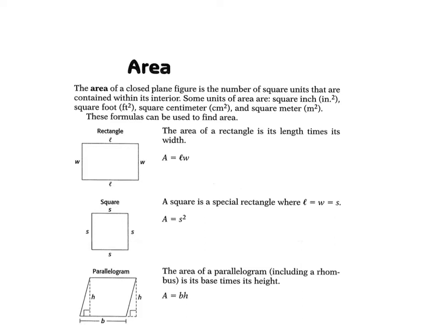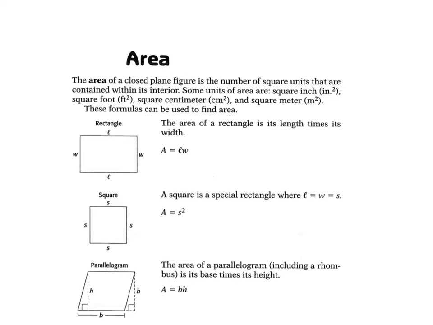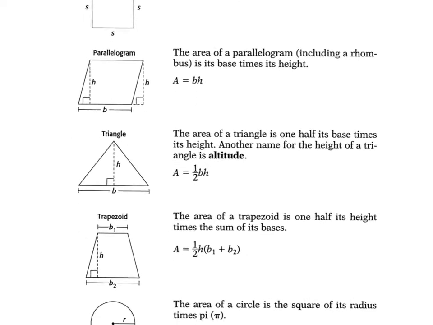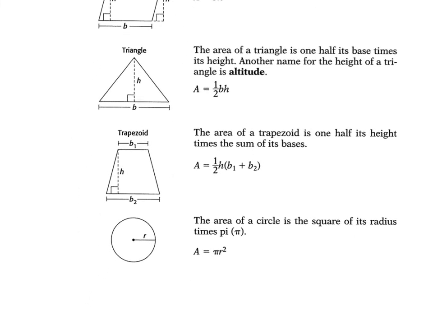These formulas can be used to find the area. For a rectangle, you have length times width. For a square, that's your side length squared. For a parallelogram, that's your base times height. For a triangle, it's 1/2 times your base times height. For a trapezoid, it's 1/2 times the height times your base 1 plus base 2, so the top plus the bottom. And then for a circle, it's pi times your radius squared.